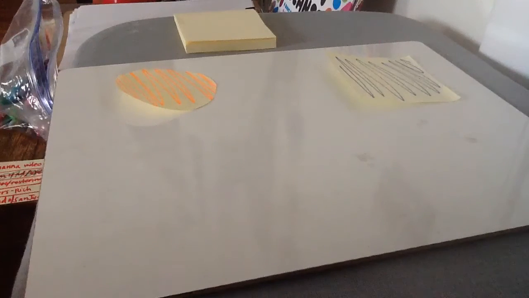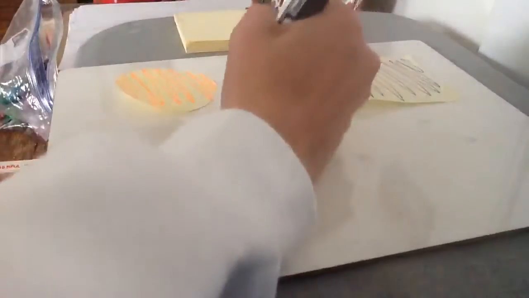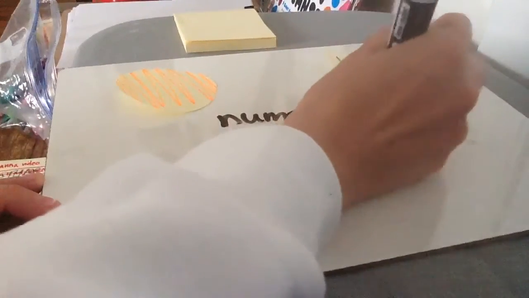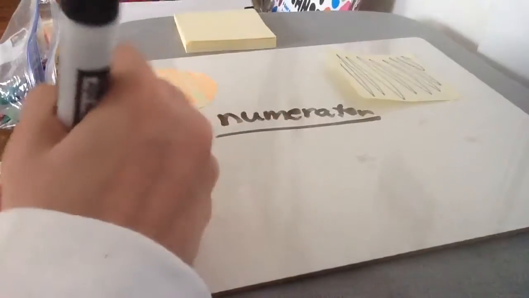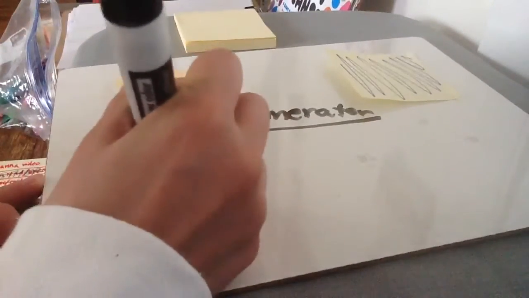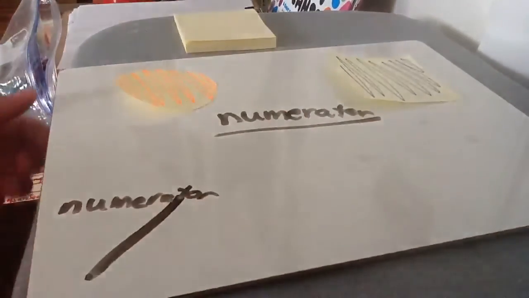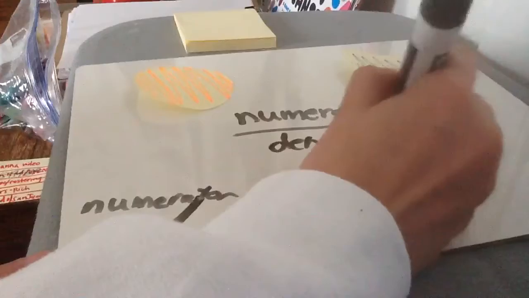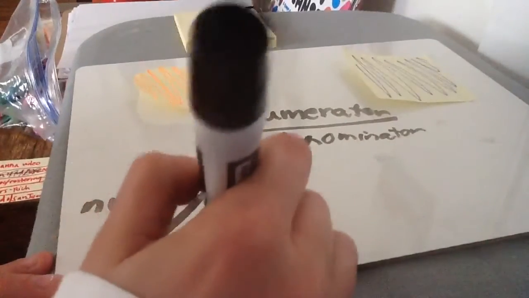Hi team, today I want to review naming fractions. We know that when we name fractions, we're working with two parts of a number. We are working with the numerator, which is the number on top, or first if you're looking at a model like this, or if you're looking at it written like that. And then the bottom number is called the denominator.